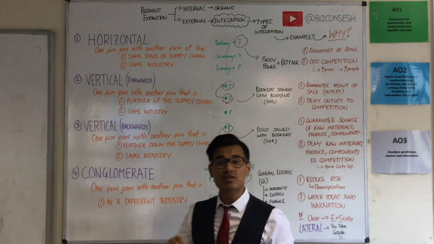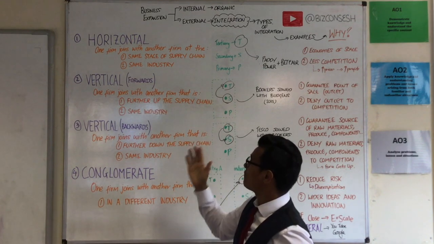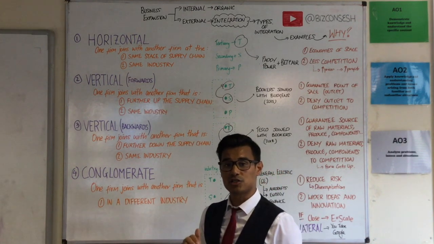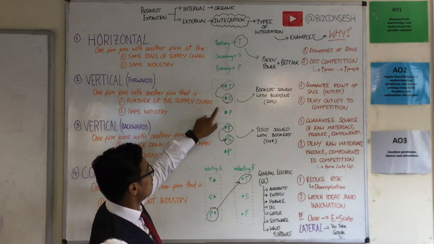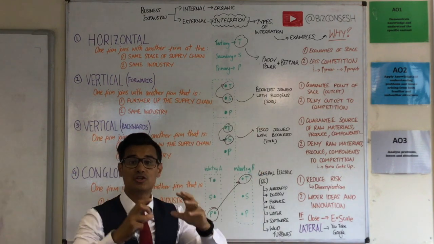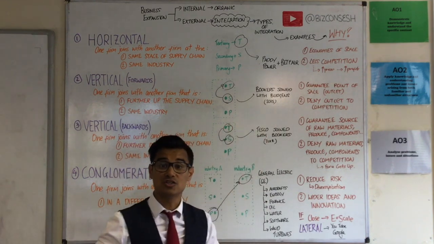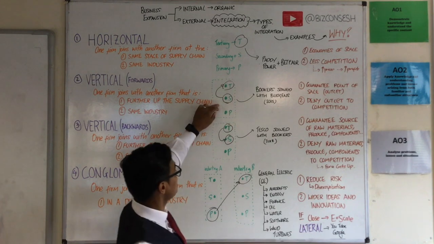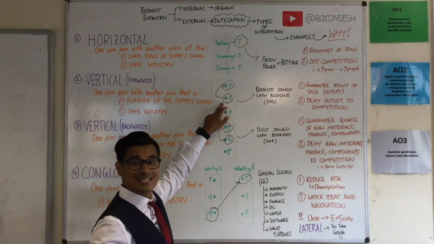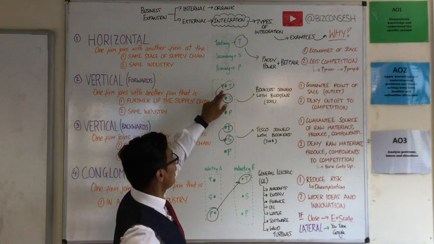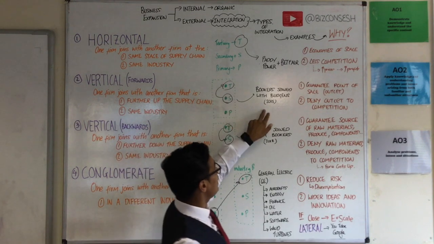So forwards vertical integration is when one firm joins with another firm that is further up the supply chain and in the same industry. Example of that happening is Booker's, which is a wholesaler of groceries. They joined with Budgens, the newsagents, in 2015. So that's an example of someone being Booker's in the secondary sector and joining with Budgens that's in the tertiary sector.